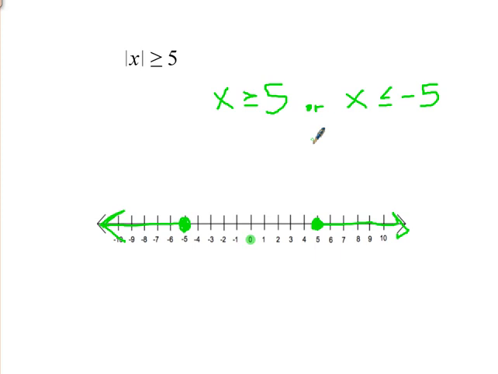So hopefully that makes a little more sense and helps explain it.